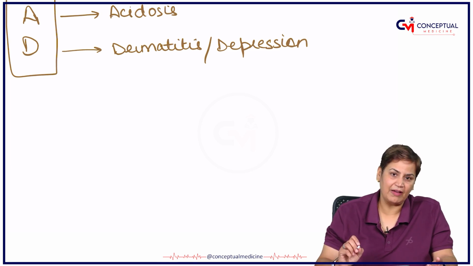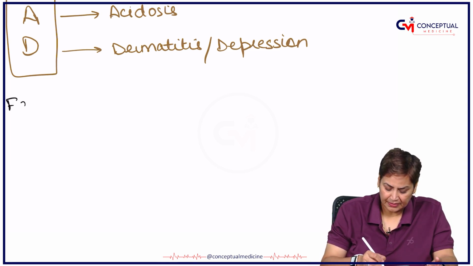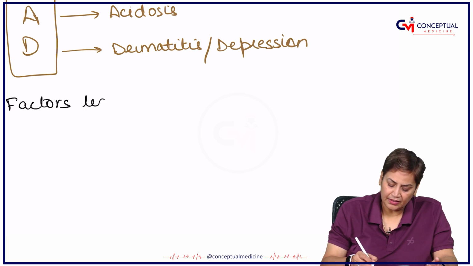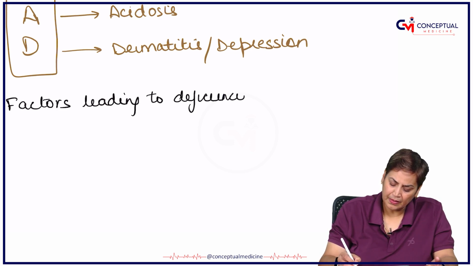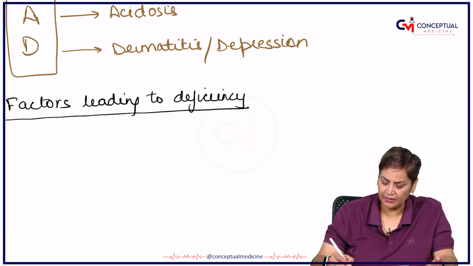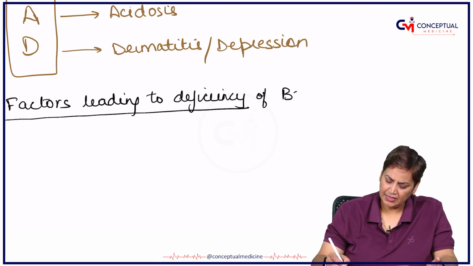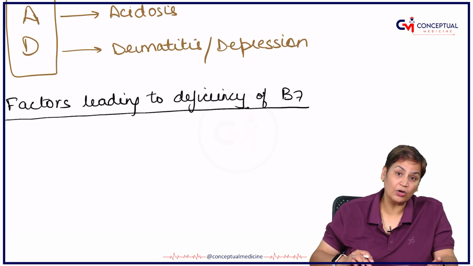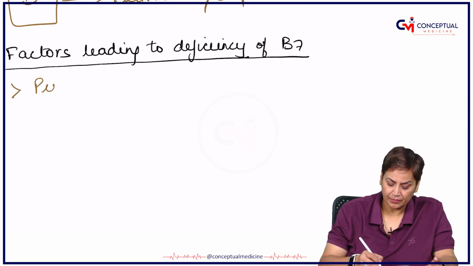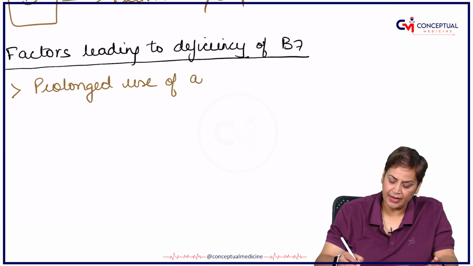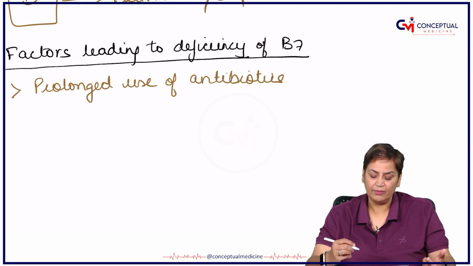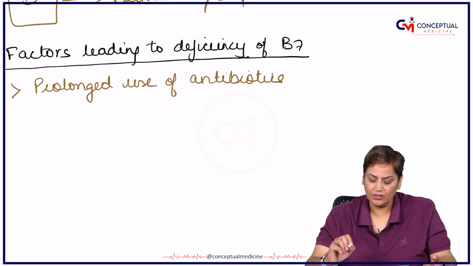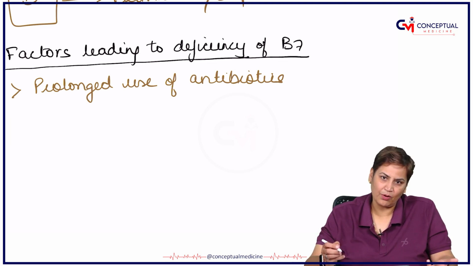Then we come to what are the factors which can lead to the deficiency of biotin, or B7. The first and foremost factor is prolonged use of antibiotics. Why? Because whenever we have so much of antibiotics, they are going to basically disrupt the intestinal flora. So obviously B7 will not be properly synthesized.